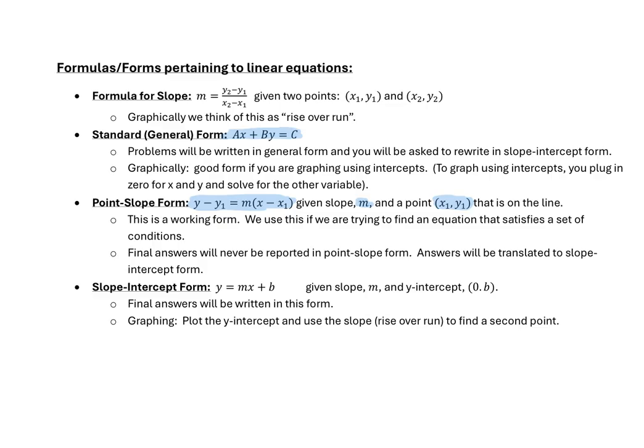And finally, our last form is slope-intercept form. We've already talked about this one quite a bit. This is the one that we like for our final answer. It tells us the slope, and it tells us the y-intercept. As mentioned, our final answers, we want to write them in this form. Notice that we have our y isolated, which means that we can rewrite in function notation. And for graphing, this is one of the easiest forms to work with. We just have to plot the y-intercept and then use the slope, rise over run, to find a second point.